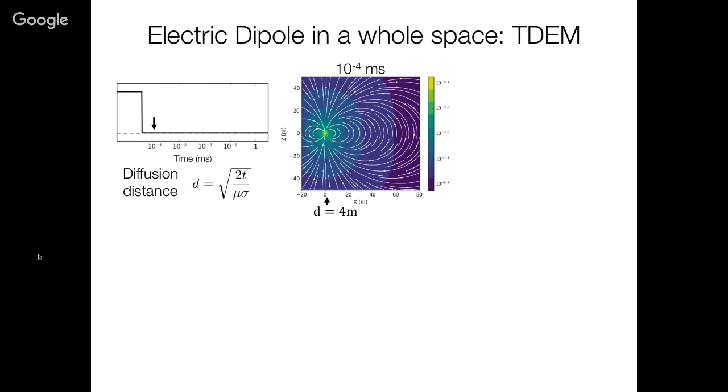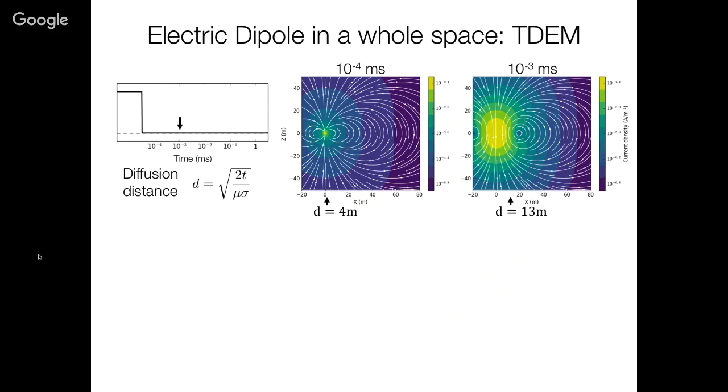So now let's think about what's happening in a time domain experiment. We've got a current that's going in, it shuts off, and then it stays at 0. Our diffusion distance is given by this formula here. So at 10 to the minus 4 milliseconds, so this is really early, at 0.1 microseconds, here's what our currents are like. They're like this. And our diffusion distance is only 4 meters.